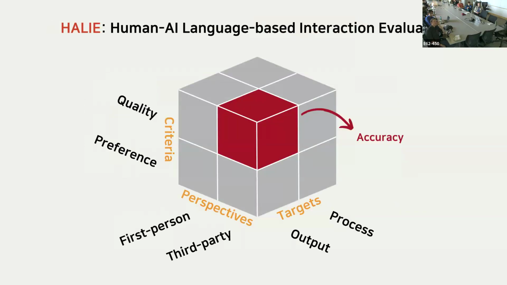To do that, we proposed an evaluation framework called HALIE, Human-AI Language-Based Interaction Evaluation. In traditional static benchmarks, what we focus on is that red cell. It looks at the model outputs as the evaluation target. It only uses the model outputs, and it reflects the third party's perspective. It's usually researchers who say these metrics are the ones that matter, or other human raters that you might recruit. And we usually focus on quality for evaluation criteria.